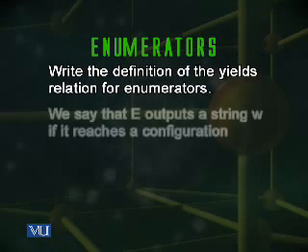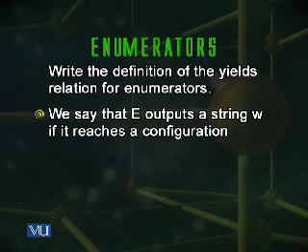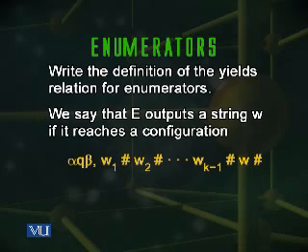Let us look at another definition. We will say that an enumerator E outputs a string W if it reaches a configuration which is given by alpha, Q, beta, W1 followed by hash sign, followed by W2 all the way up to WK, followed by W, followed by a hash sign. You will notice that I've been very careful in defining the string that is enumerated by an enumerator. What I'm saying is that for me to say W is enumerated, the enumerator must enumerate the string W and then put a hash sign after that. Let's see why I'm doing this.